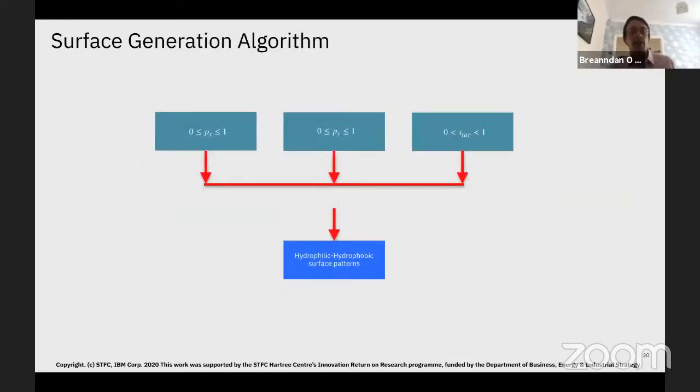So next we derived a surface generation algorithm, which was a function of 3 input parameters. So we have 2 generative probability variables, px and py, which describe the order or relative disorder of the hydrophilic hydrophobic surface in the x and y axis respectively. And the third input parameter is S star, and this is the global target hydrophilic hydrophobic area fraction. So for example, if you want a surface which is 80% hydrophobic and 20% hydrophilic, this variable would be 0.8 and 0.2. And using these 3 input parameters, we can generate heterogeneous hydrophilic hydrophobic surface patterns using a stochastic Monte Carlo approach, which I will describe next.